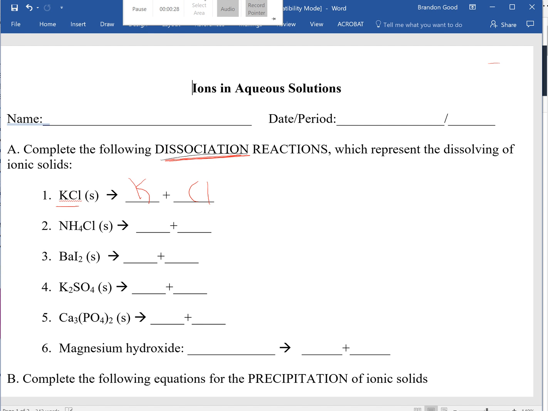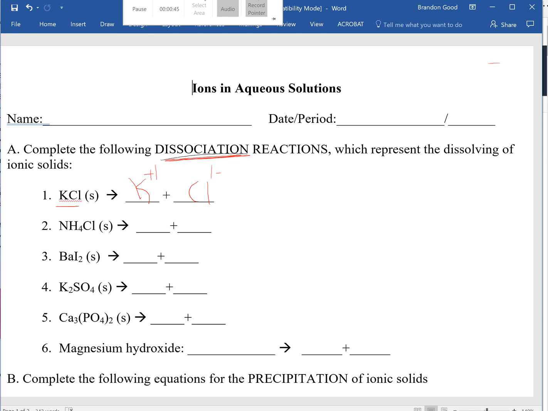Okay. Now, next we need to look up their charges. K is from group 1, so it has a +1 charge. And chlorine's from group 17. Those have a -1 charge. We need to make sure it's balanced, which it is, and we're done.